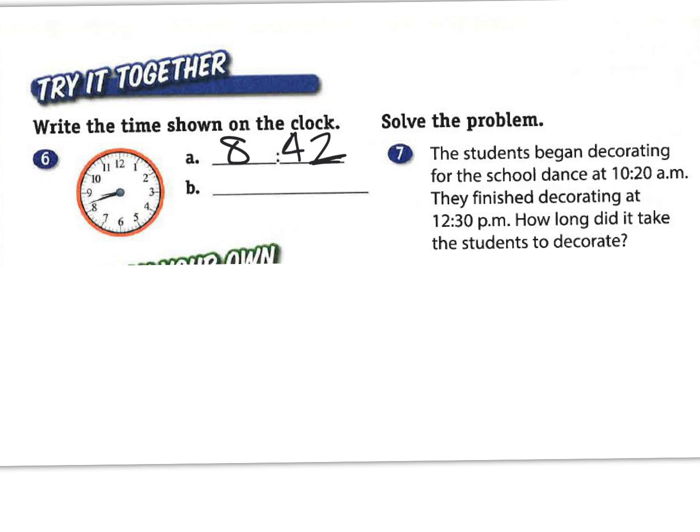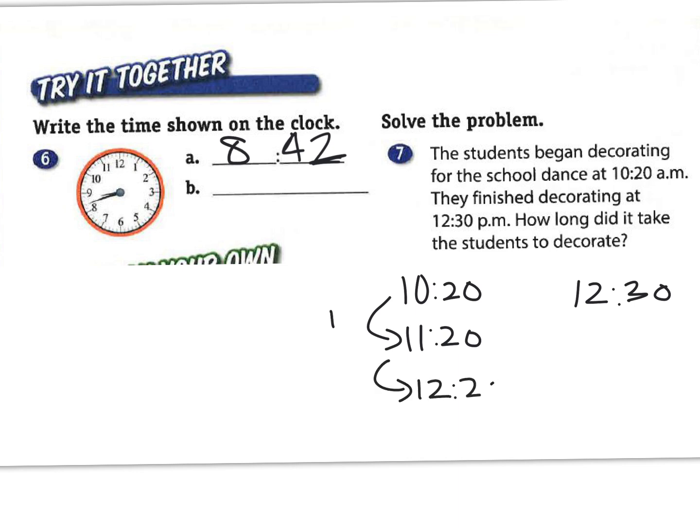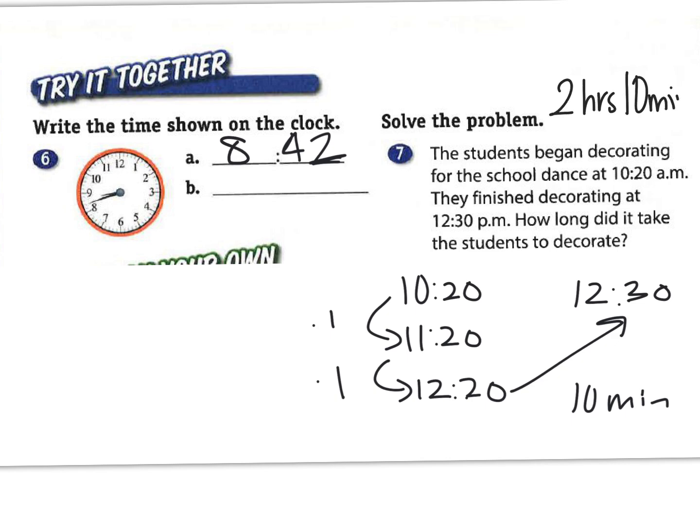So then it says the students began decorating for the school dance at 10:20 a.m. They started at 10:20, new problem. They finished decorating at 12:30. How long did the students take to decorate? Well, 10:20 to 11:20 is 1 hour. 11:20 to 12:20 is another hour. But now we have to get from 12:20 to 12:30. Well, 20 to 30 we know is 10 minutes. So we have 2 hours. So we can write 2 hours, 10 minutes is how long they decorated.